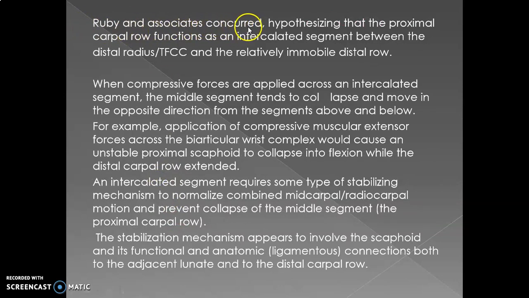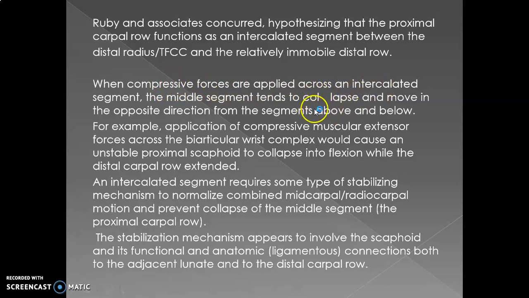Ruby and associates concurred. Concurring means accepting. When somebody says I concur, it means I support what the other person says. So Ruby and associates also concur with what Guilford has already said, that the proximal carpal row functions as an intercalated segment between the distal radius, that is the TFCC, the triangular fibrocartilaginous complex, and the radius, and the relatively immobile distal row. When compressive forces are applied across an intercalated segment, you have to remember the force applied is a compressive force applied across an intercalated segment.